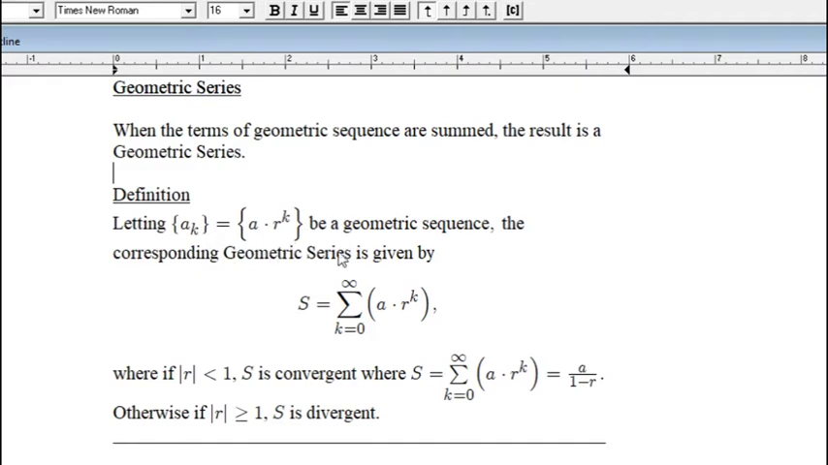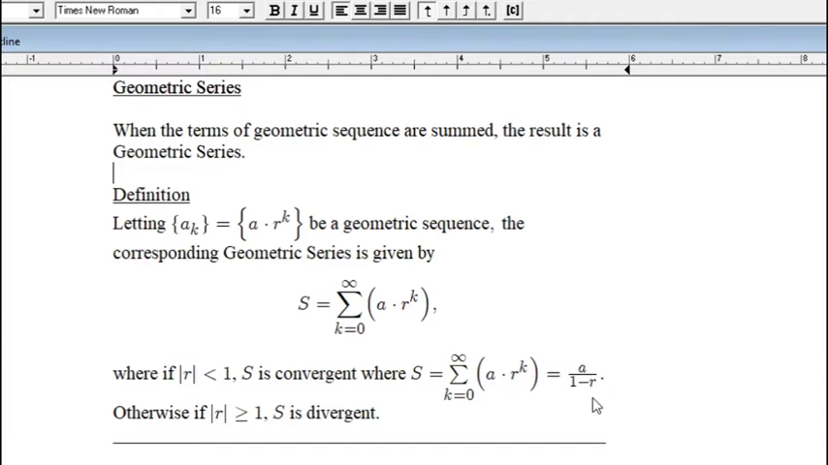The corresponding geometric series is given by the summation of those terms, summing from k equals 0 up through infinity. Now, we have some interesting results. If the absolute value of our common ratio is less than 1, our geometric sequence would be convergent and it would converge on the value 0. But our geometric series S would also be convergent, and in this case S would converge on the value A divided by 1 minus R, right?